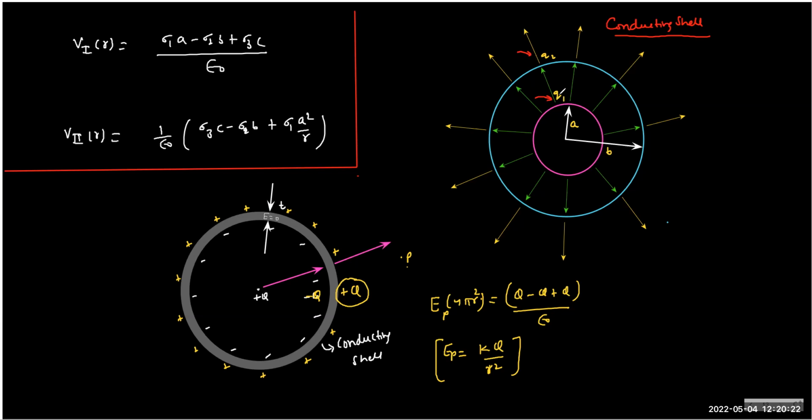So plus Q1 given to the inner shell will induce minus Q1. But as a result, it will also create plus Q1 on the outer surface. So Q2 and Q1 will be the creator of the outer field. So this electric field, if you again apply Gauss law, will be due to the total charge, and you can see the total charge is how much? Q2 plus Q1.